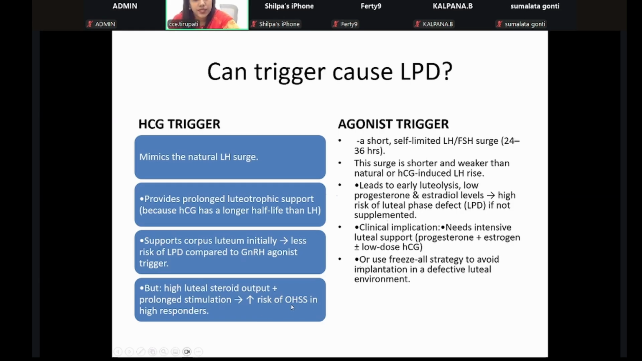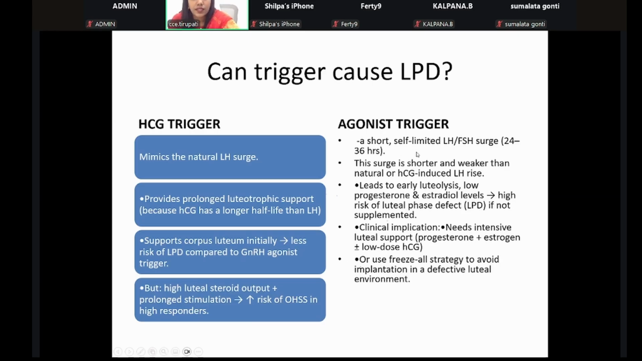responders, if we use HCG trigger, because of the prolonged effect of HCG, like up to 7 days, it increases the risk of OHSS in high responders. So we should be cautious in giving. In high responders, we go with only agonist trigger and freeze-all cycles.